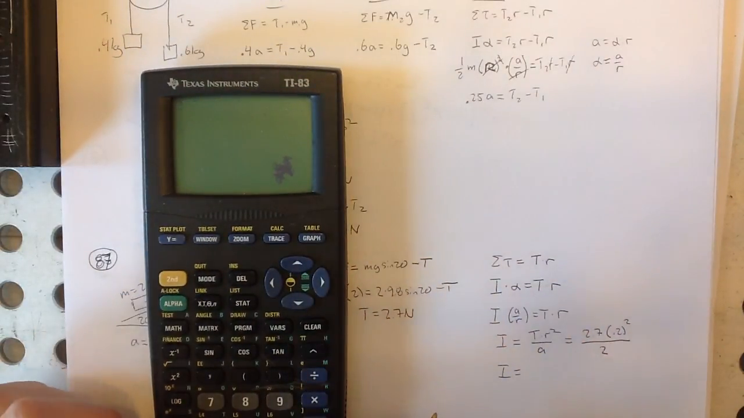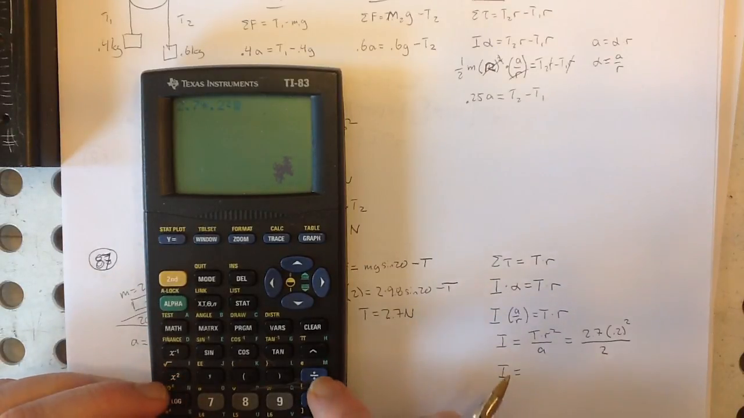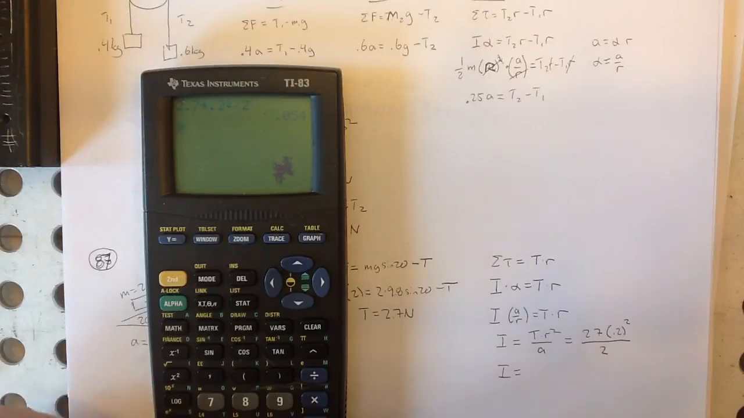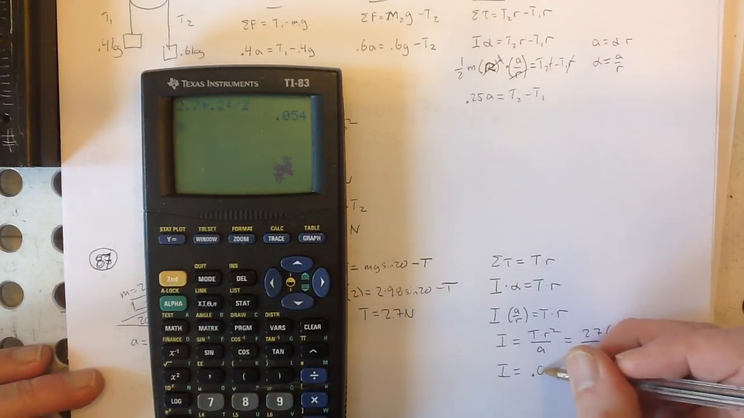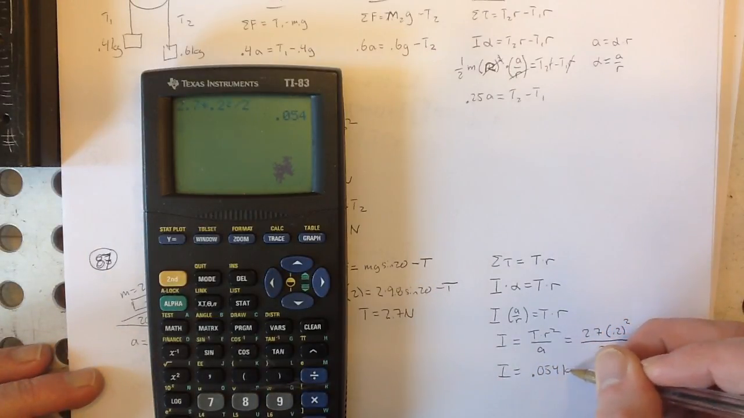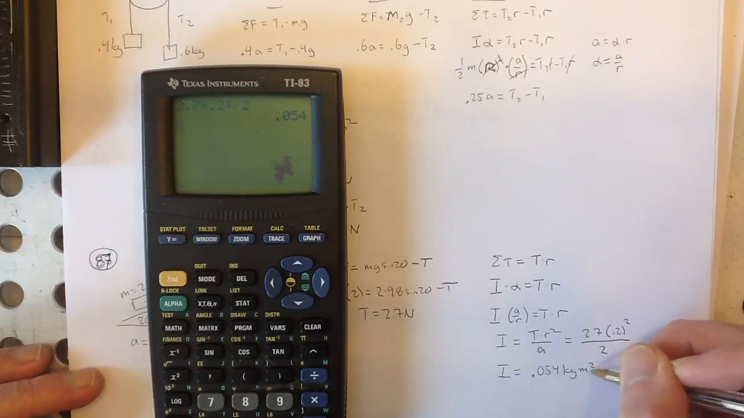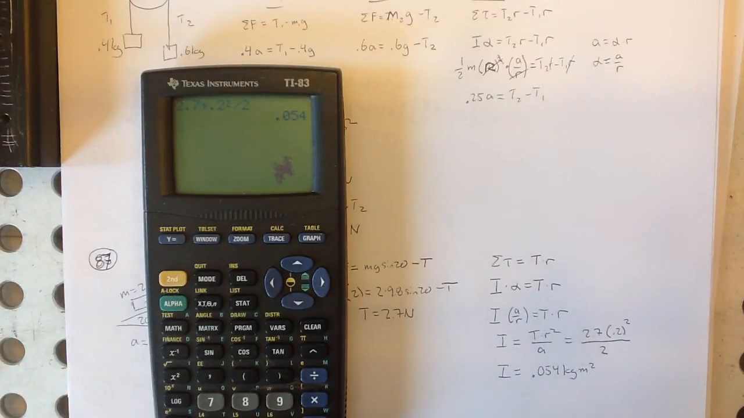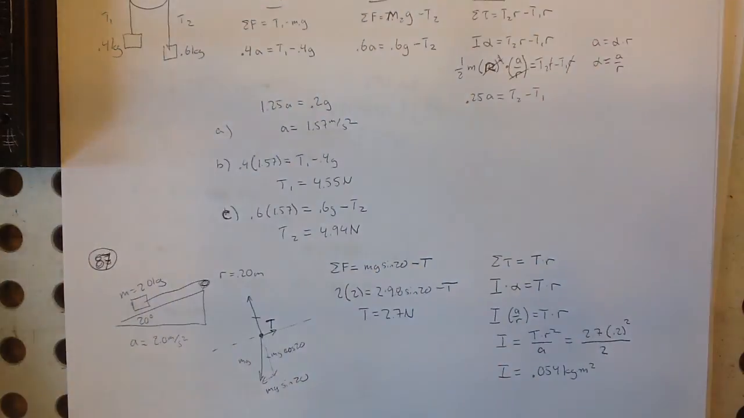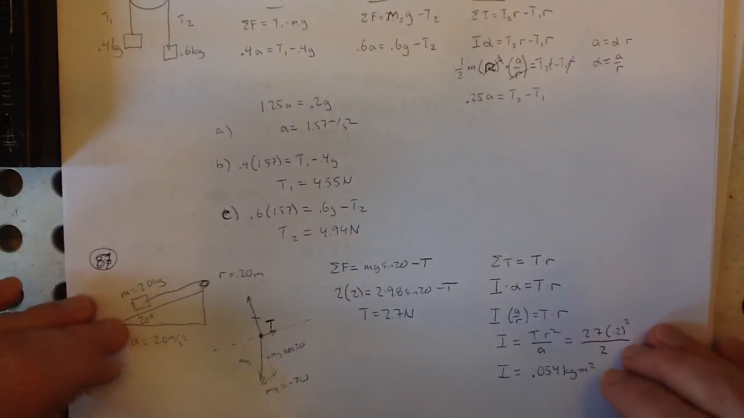So 2.7 times 0.2 squared divided by 2. So the moment of inertia of the pulley is 0.054 kilogram meters squared. So just a different unknown there. Otherwise, very familiar stuff.